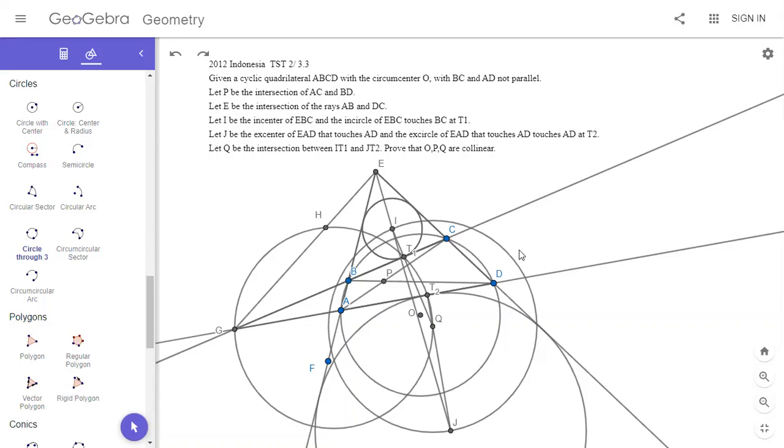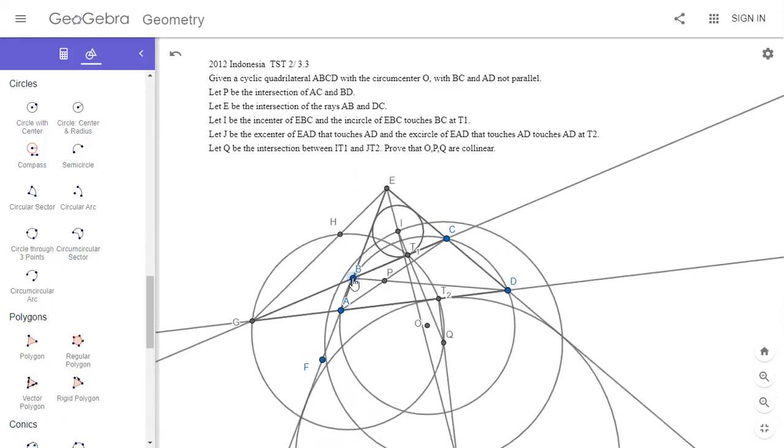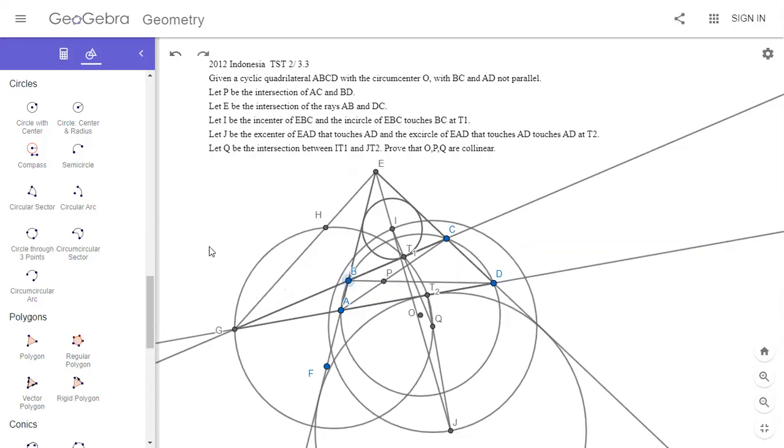Interesting. Yeah, it looks like power of a point. But ET1, yeah, let me move things around a little bit. Yeah, it's tricky to do it with power of a point. I mean, we want to show E has the same power with respect to those two circles.